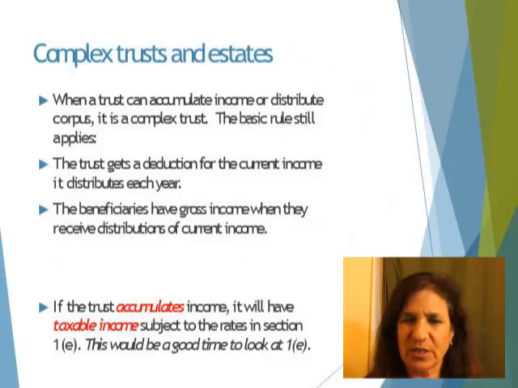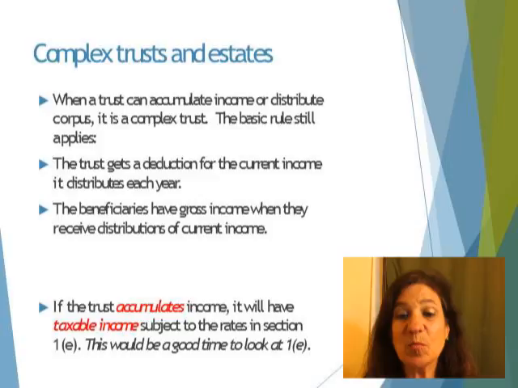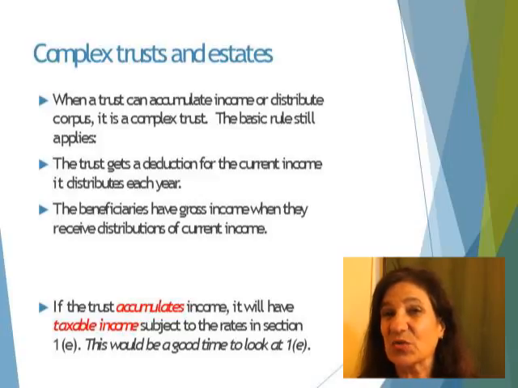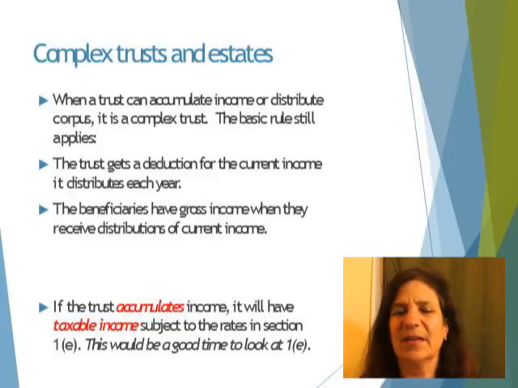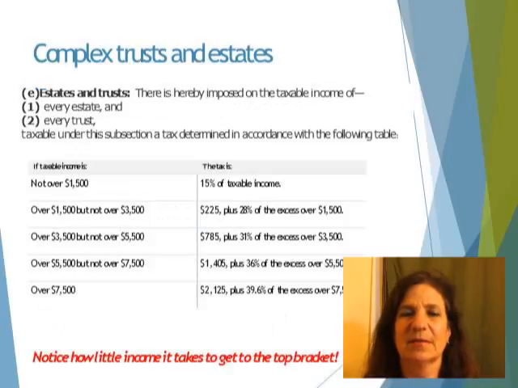Now, when a trust can accumulate income or distribute corpus, it's a complex trust. I just read this. If the trust accumulates income, in other words, doesn't distribute it all, then it will be subject to income tax, and it will pay rates found in section 1(e). You should look at 1(e).